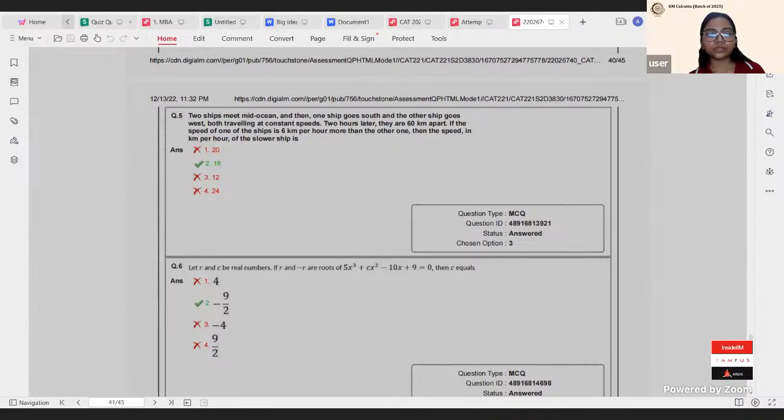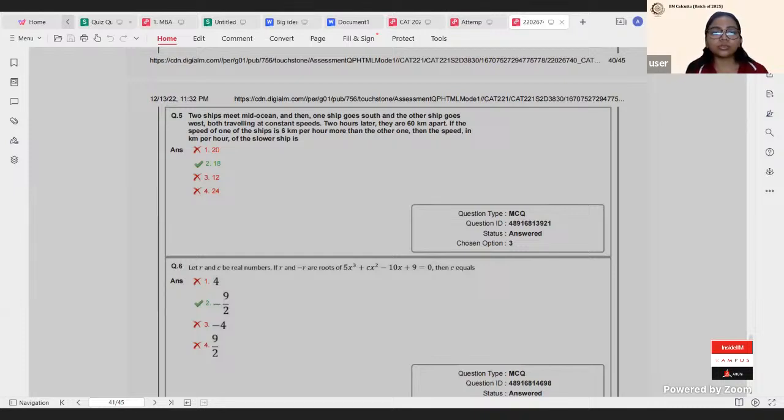Okay, moving ahead with the fifth question. Here, there are two ships that meet mid-ocean, and then one ship goes south, the other ship goes west. Both are traveling at constant speeds. 2 hours later, they are 60 kilometers apart. If the speed of one of the ships is 6 kilometers per hour more than the other one, then the speed in kilometers per hour of the slower ship will be what?